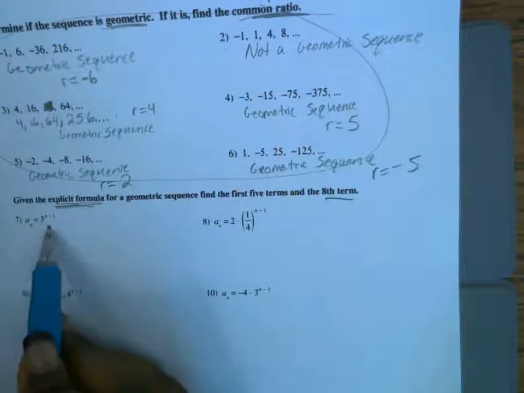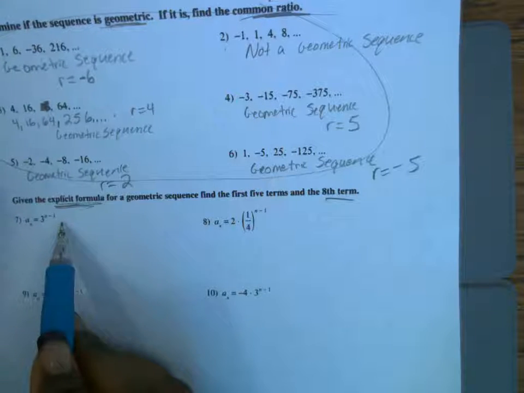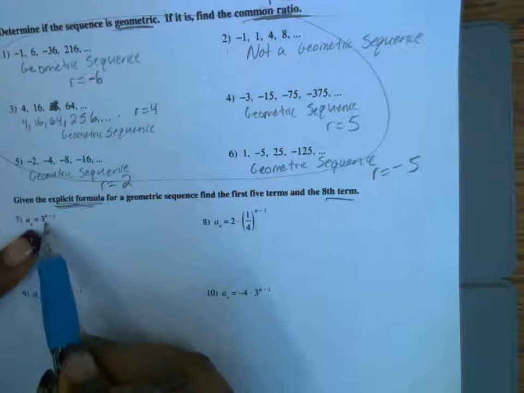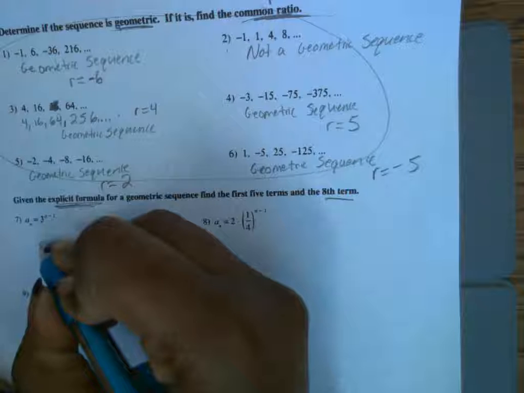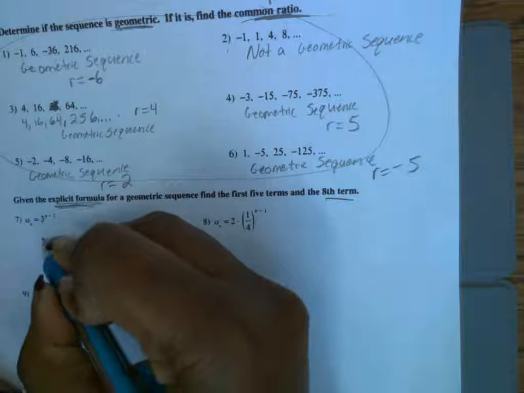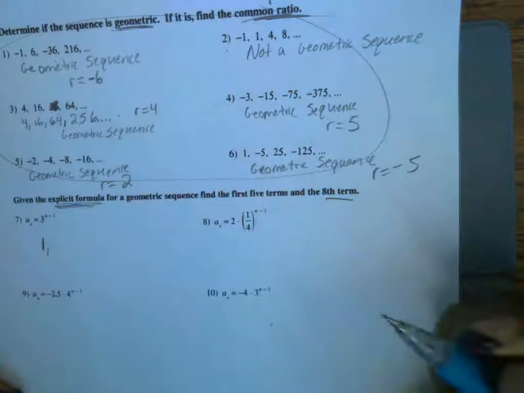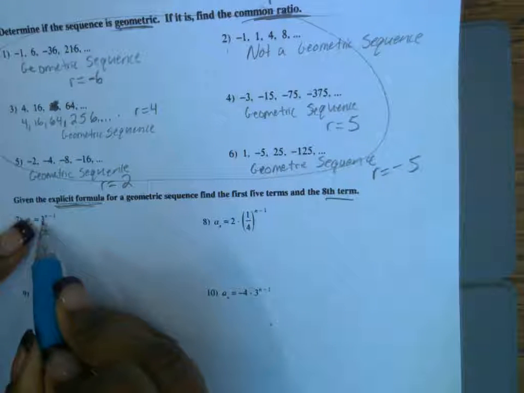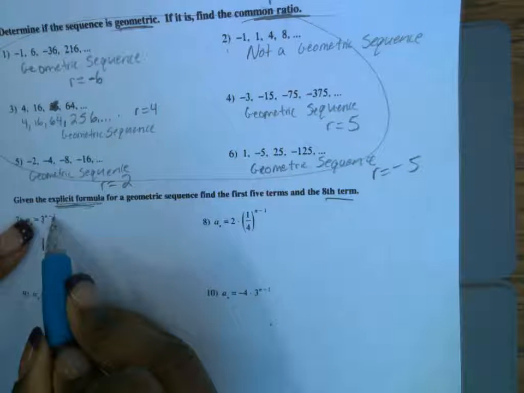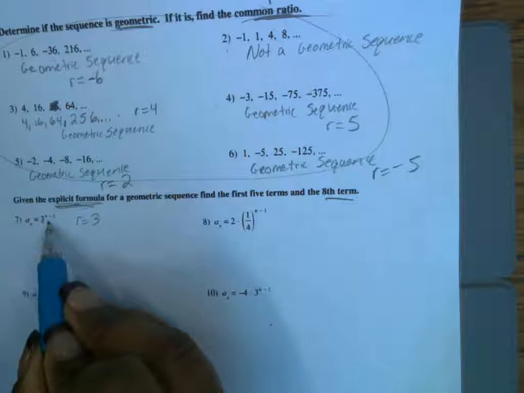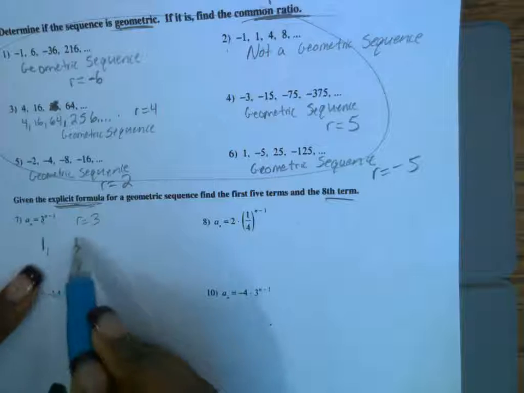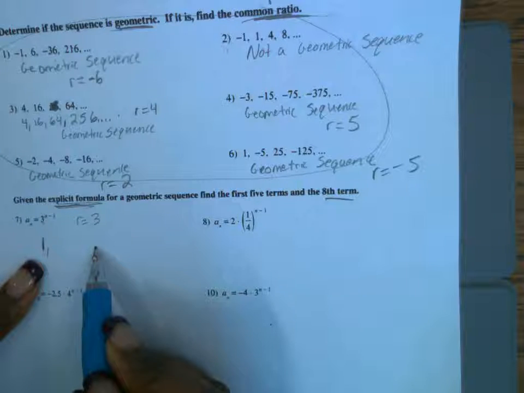All right, so when we're looking at these explicit formulas, there's no A here. There's an R, but there's no A. So you automatically assume that because there's no A here, your first number is automatically going to be 1, okay? So that's your first number. Your common ratio is this number right here that's raised to the n minus 1 power, which is 3. Your common ratio is 3. So you're going to multiply by 3 to get to the next numbers in the list.